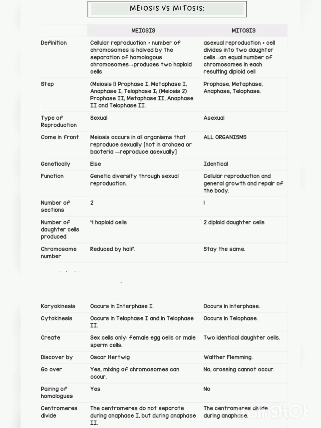Difference number 1, the number of times the cell divides. In mitosis, a cell divides once. In meiosis, a cell divides twice. Which leads us on to difference number 2, the number of cells formed. In mitosis, 2 new cells are formed. In meiosis, 4 new cells.